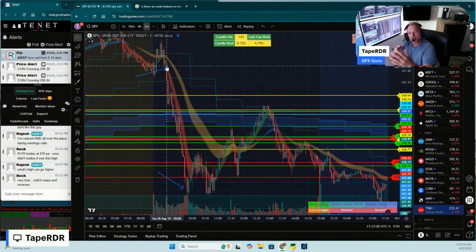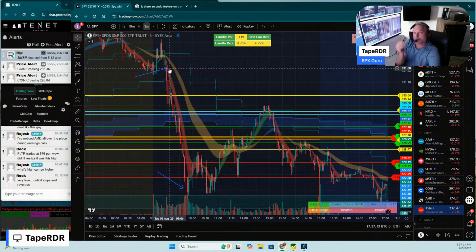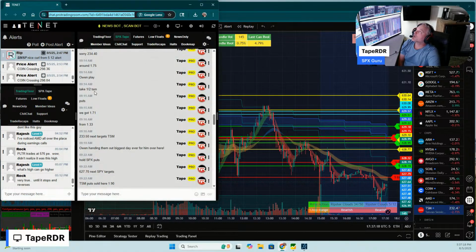Four of the Mag 7 were already weak. My algo tracker was telling me that we had sell programs coming in, we were breaking structure, and I knew we could hit a big payday on the SPX puts. So we grabbed the puts.